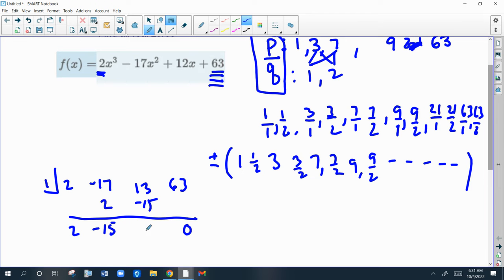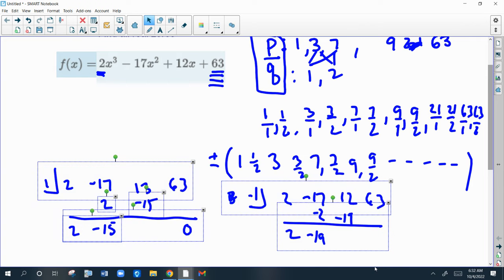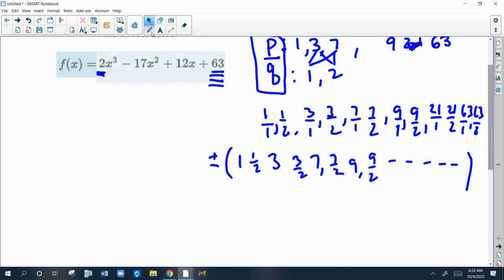This is going to be negative 2. It's not going to equal 63, so I'm done with that. Let's try 3. And I could try negative 1. Well, let's do it. Let's try negative 1. Negative 2, negative 19, negative 19. This is not going to be 63 here, so I'm done with 1s. So only go as far as you need to. I'm going to skip the 1 half. That's just too much. Possibly 1 half is the only thing that works, but I'm going to try the easier ones first.